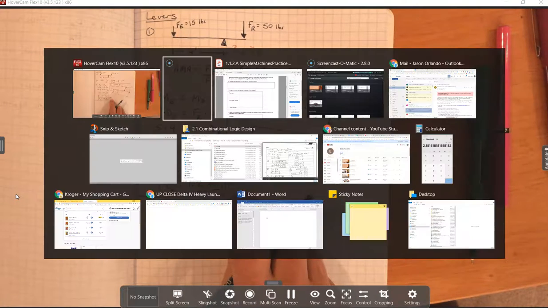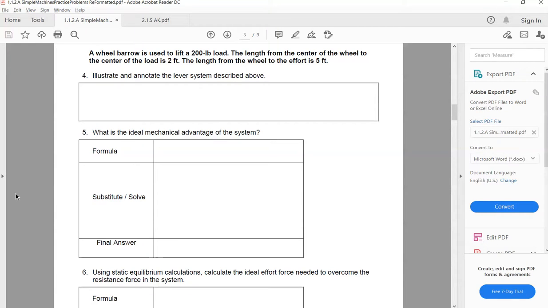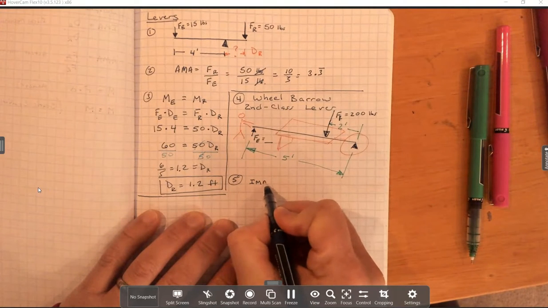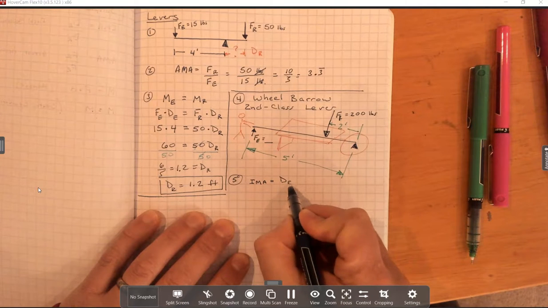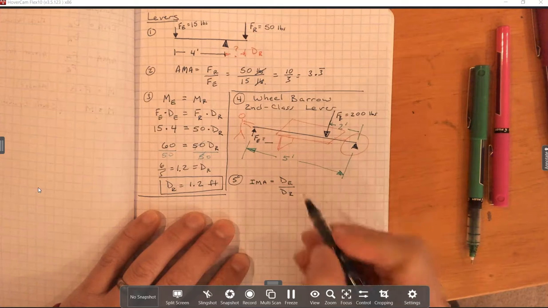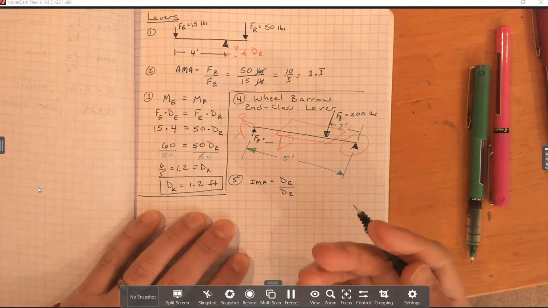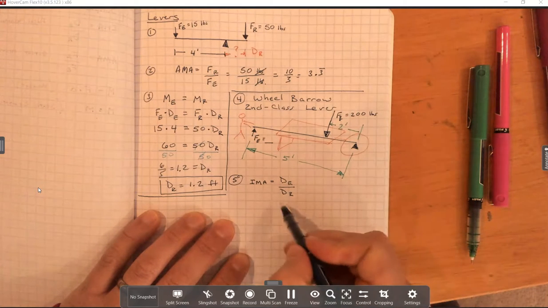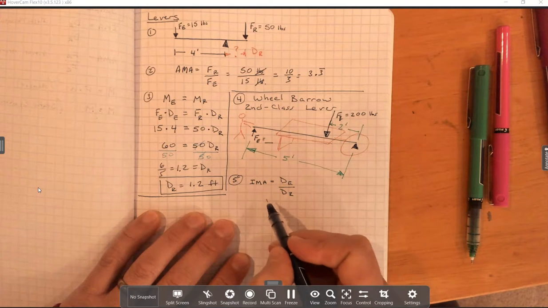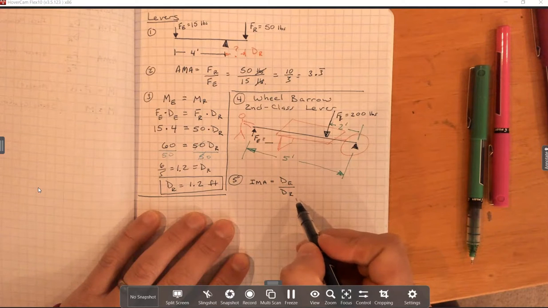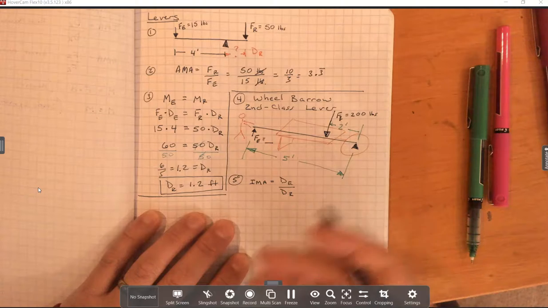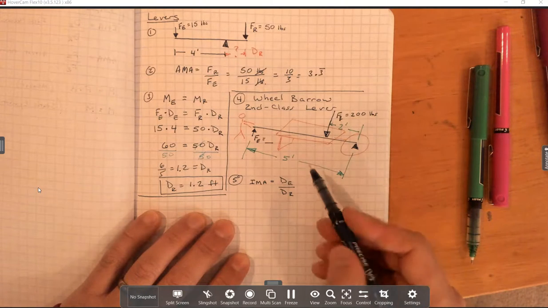Let's see what they ask for next. Number 5 says, what is the ideal mechanical advantage of the system? Well, the ideal mechanical advantage of a system is equal to the ratio of the distances. Because we're only using distances and not the real forces, we're not going to be able to account for friction. So this is giving you kind of the best case scenario. In the real world, when you just measure the distances and calculate a mechanical advantage, you're not accounting for friction and things that would potentially decrease your mechanical advantage.